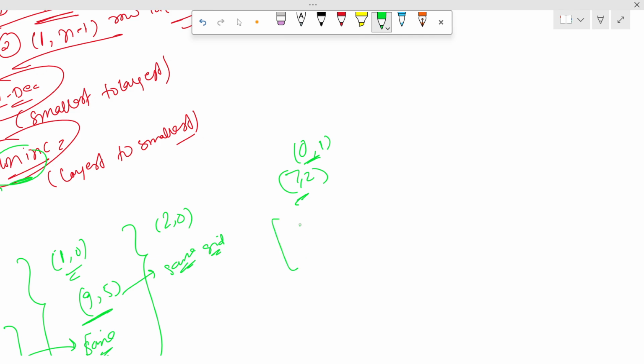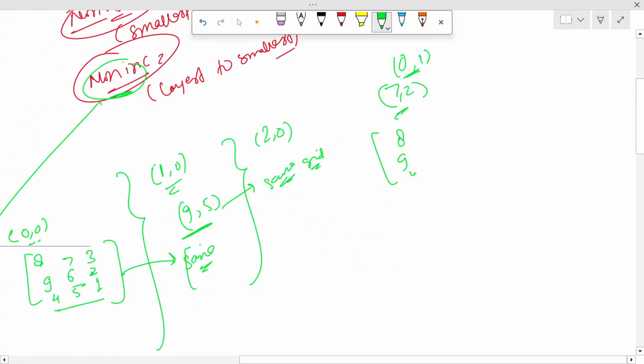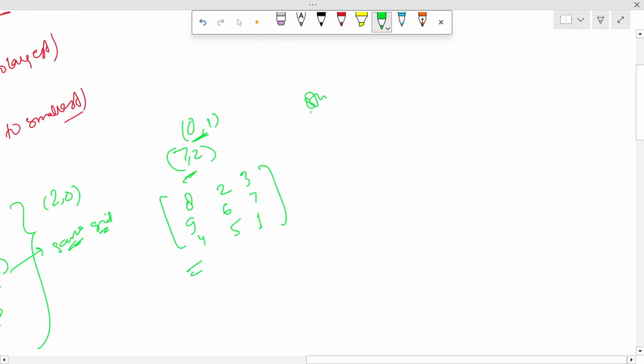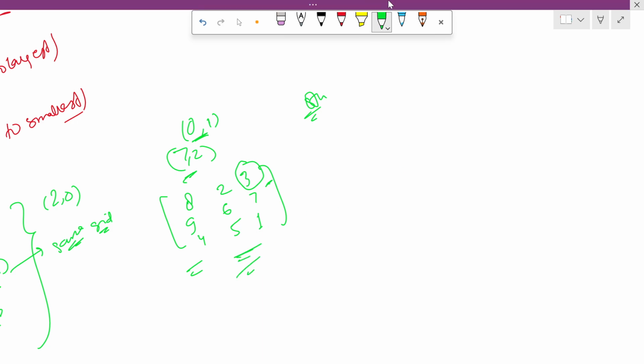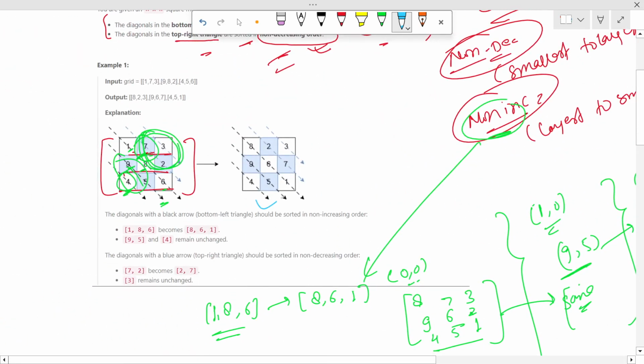So our grid is 8, 9, 4, then 6, 5, 1, then 2, 7, 3, and this is our updated grid. Then in the fifth iteration, at this position and this position, we have no need of sorting. So this is our final output after performing all operations: 894, 265 and 371. Here we have to get the same.